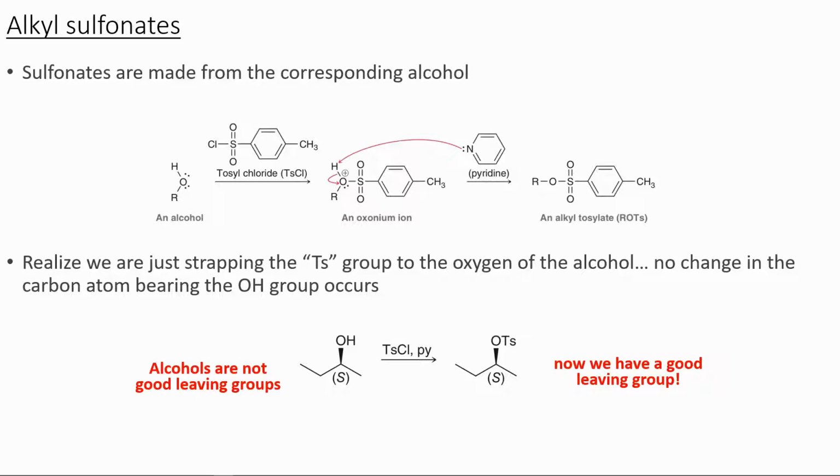Here is a 5th reaction that we'll learn in this chapter, which is the synthesis of a sulfonate from its corresponding alcohol. So we can take an alcohol and treat it with tosyl chloride and pyridine as a base to form an alkyl tosylate.